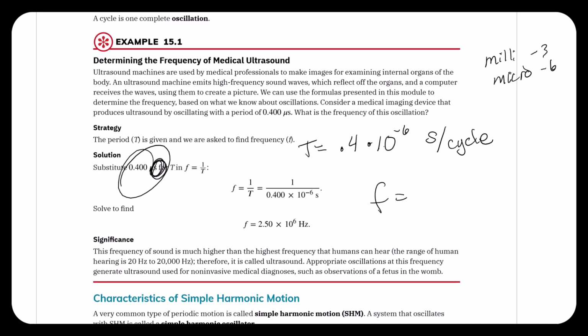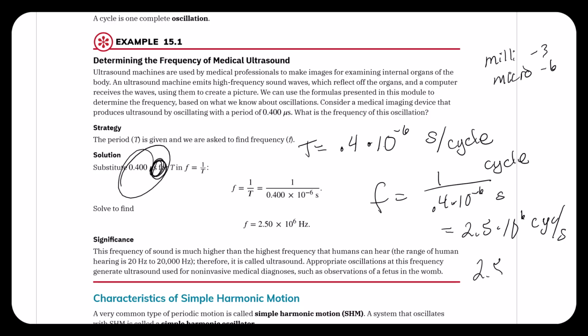So the frequency would be 1 over that, in cycles per second. So you end up with whatever that ends up being, like 2.5 times 10 to the 6 cycles per second. But you don't have to say cycles per second. For shorthand, we say hertz, because cycles is kind of a unitless thing. It's like revolutions or stuff like that.